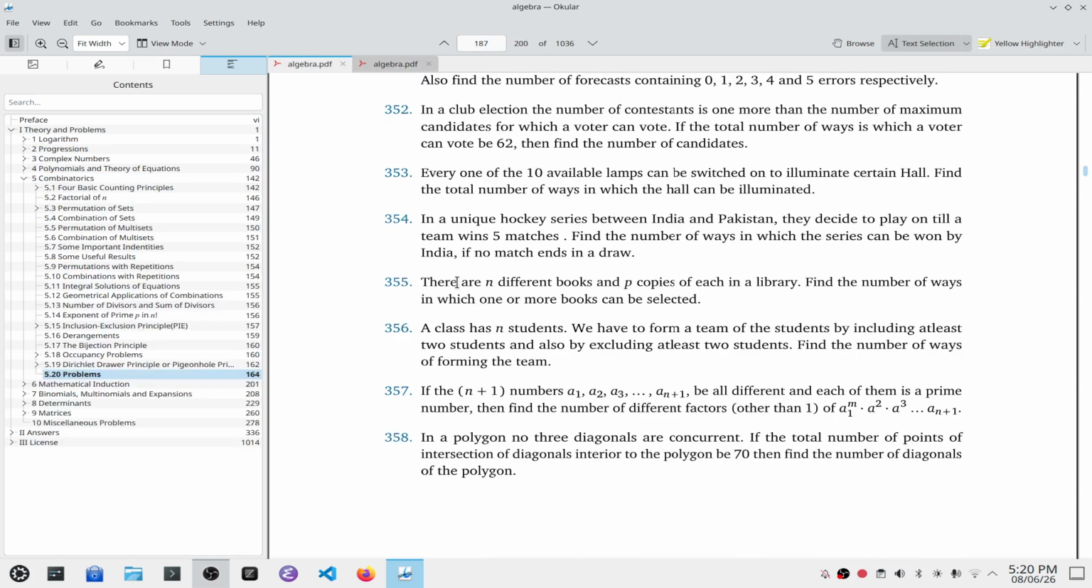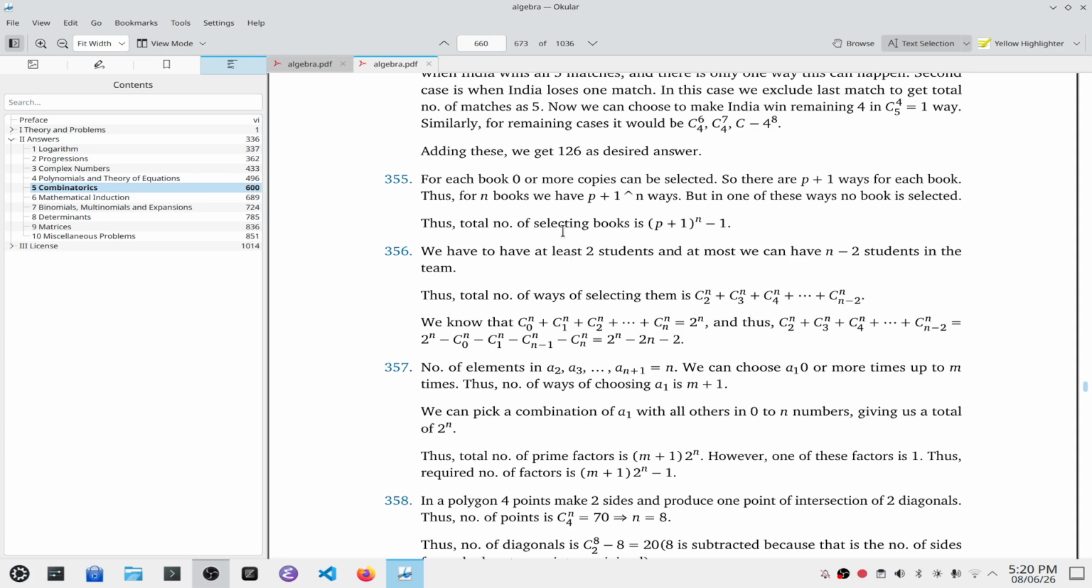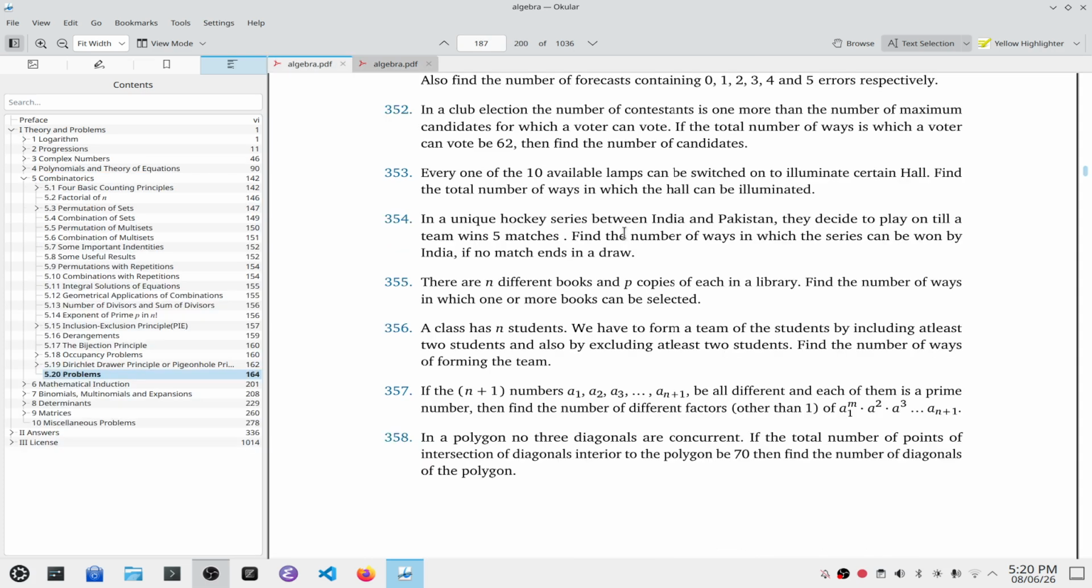Question 355 says that there are n different books and p copies of each in a library. Find the number of ways in which one or more books can be selected. For each book, 0 or more copies can be selected. So there are p plus 1 ways to select each book. So for n books, we have (p plus 1) to the power n ways. But in one of these, no book will be selected. So the total number of ways of selecting books is (p plus 1) to the power n minus 1.